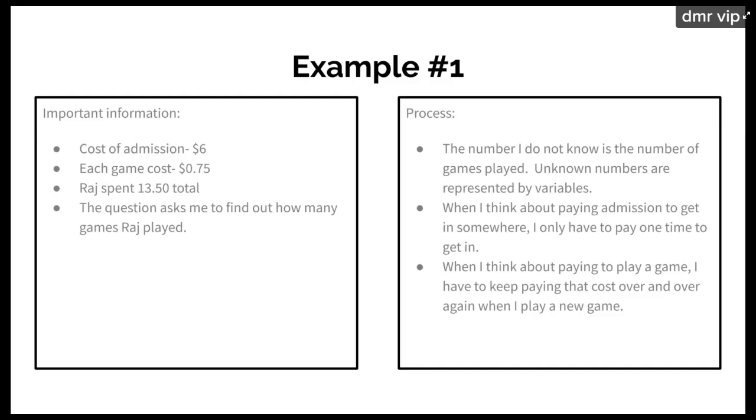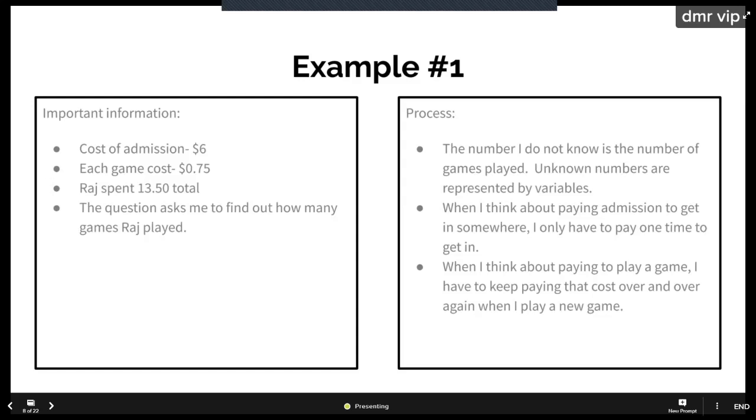When I think about paying to play a game, I have to keep paying that cost over and over again when I play a new game. So when you go to an arcade, every time you go to play, you got to put the quarter in, the token in, the number of quarters in. I know most of those are not a quarter anymore. They were when I was a kid, but not so much now. But yeah, you have to keep putting tokens in. You want to play the game, you got to pay again. But once you're in, you're in. You only pay admission once. And the clue word we can see with that is each. We talked about the word each last week. Each usually means we're going to multiply.